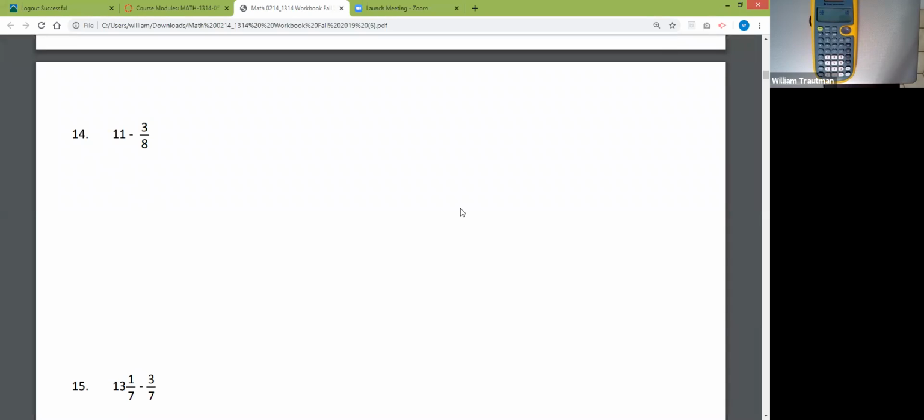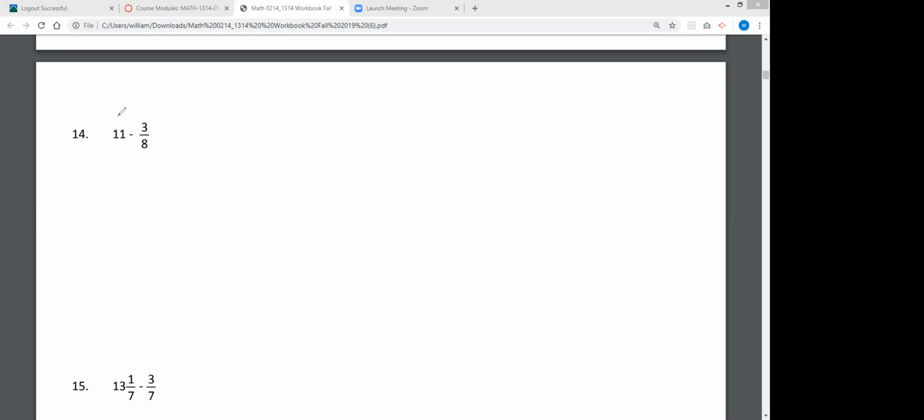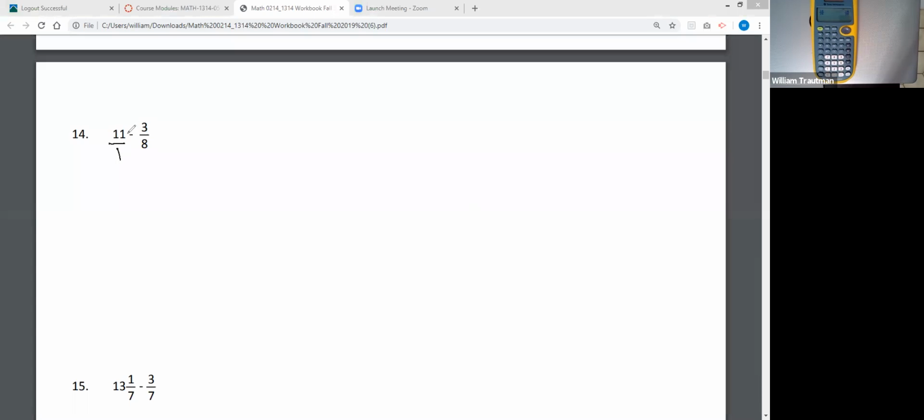So we wrote down the steps for adding and subtracting fractions, but we have a whole number. What did we do yesterday when we had a whole number? 11. Anybody remember what we did with a whole number? Over 1. Yeah, we changed it to a fraction. So 11 is 11 over 1. 11 divided by 1. By the way, a fraction is the divide symbol. 11 divided by 1 is 11.